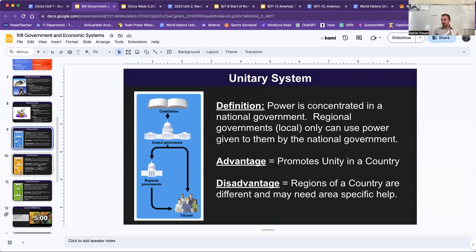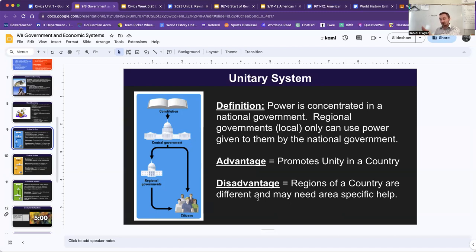So there is a unitary system: power concentrated in the national government. Regional governments can only use power given to them by a central government. All right, so this does promote unity. Everyone is going for their nationality, their country, and there are fewer factions, sort of. But disadvantaged regions of a country are different and may need specific help.